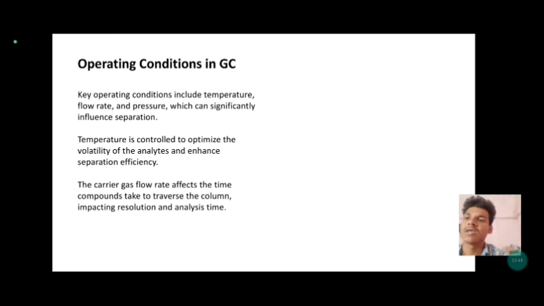Operating conditions in gas chromatography. Key operating conditions include temperature, flow rate, and pressure, which can significantly influence separation. Temperature is controlled to optimize the analysis and enhance separation efficiency. The carrier gas flow rate affects the time a compound takes to travel through the column, impacting resolution and analysis time.